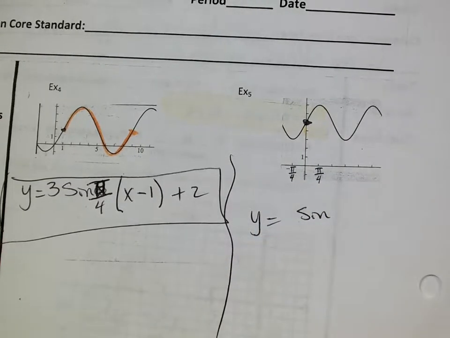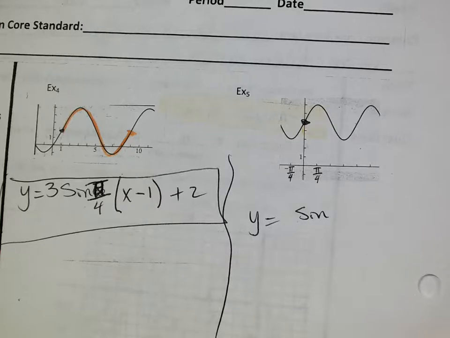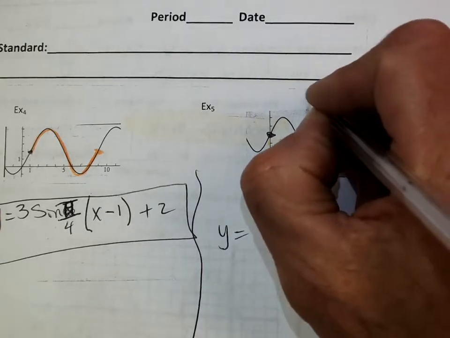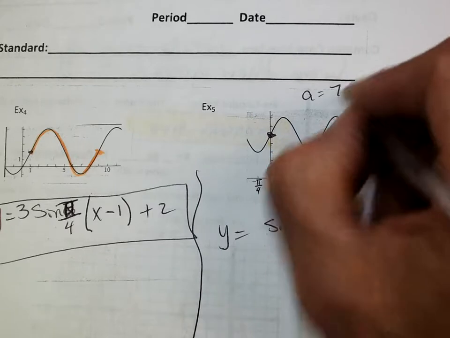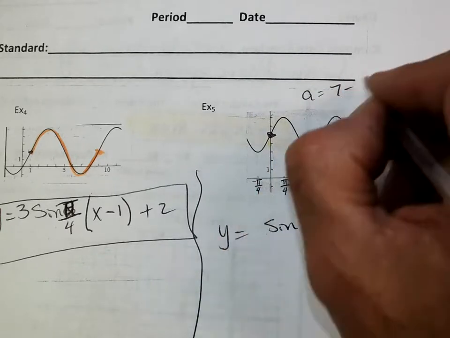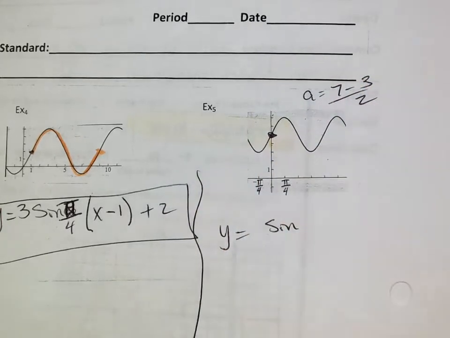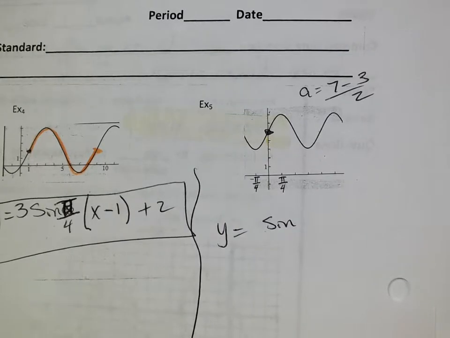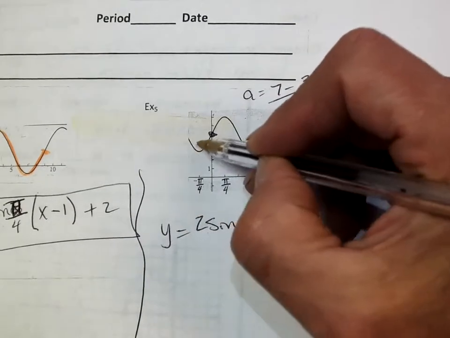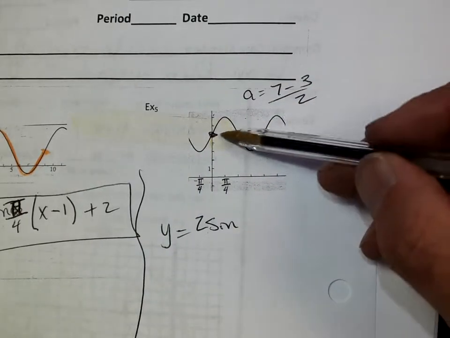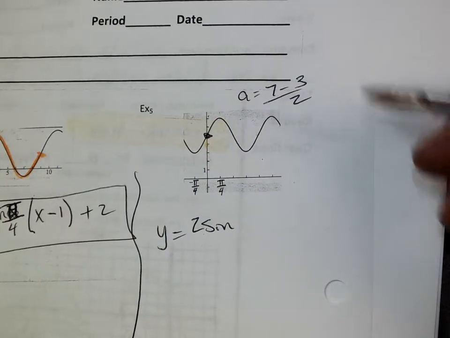What's the amplitude? Well, let's see. The amplitude is max, which is 1, 2, 3, 4, 5, 6, 7, minus the min, which is 3, divided by 2. Amplitude's going to be 2. And you kind of can see it. It looks like it's up 2, down 2, doesn't it? So the amplitude is 2.